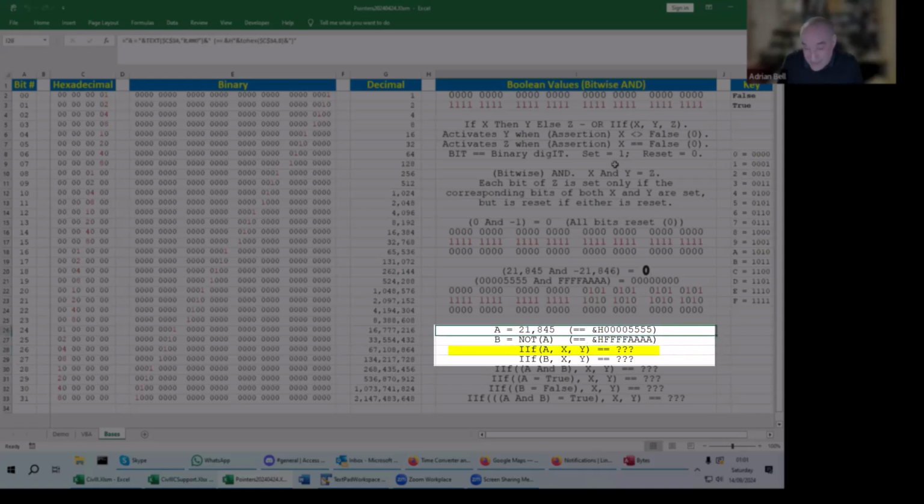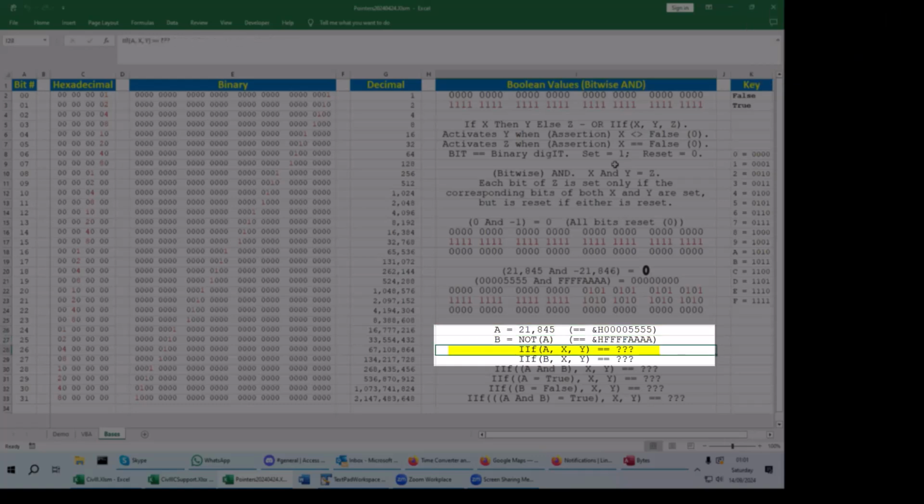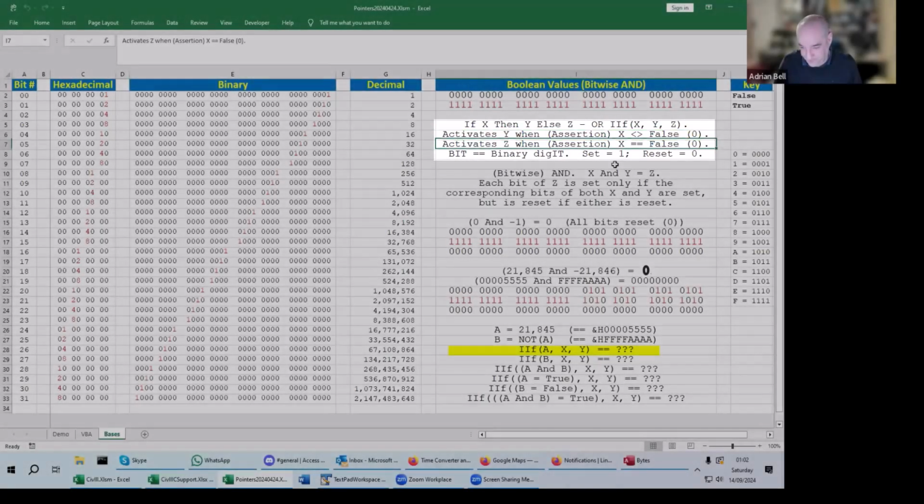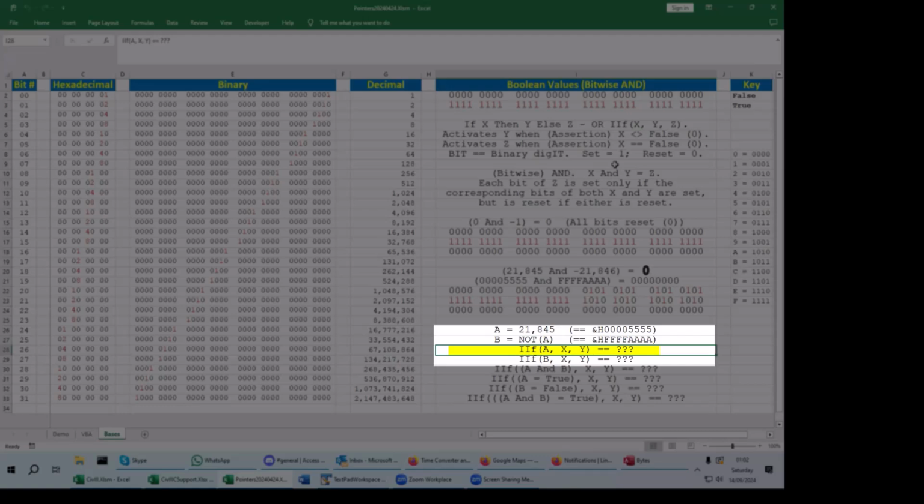If you look at A, it is not true. Nevertheless, it's not false. And that's what's important. If we go up to here, it activates Y when assertion is not equal to false. Yes, A may not be true, but it's not false. Because I've always worked on the basis that anything that's not false is true. So what I'm getting is that yes, kind of almost, but it's not really true. It's just not false.